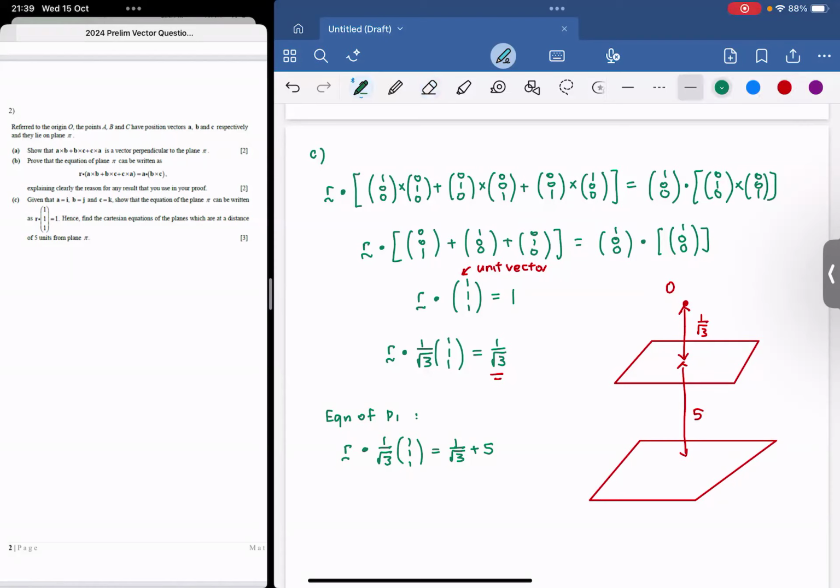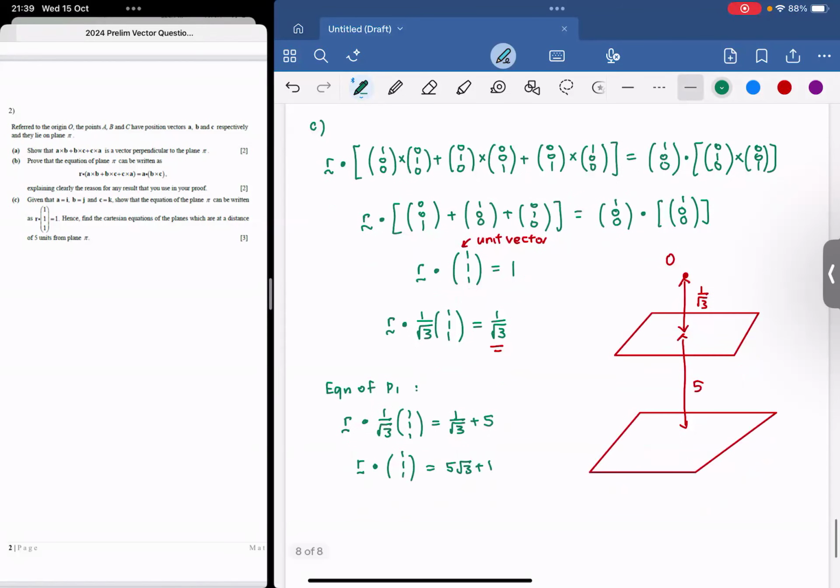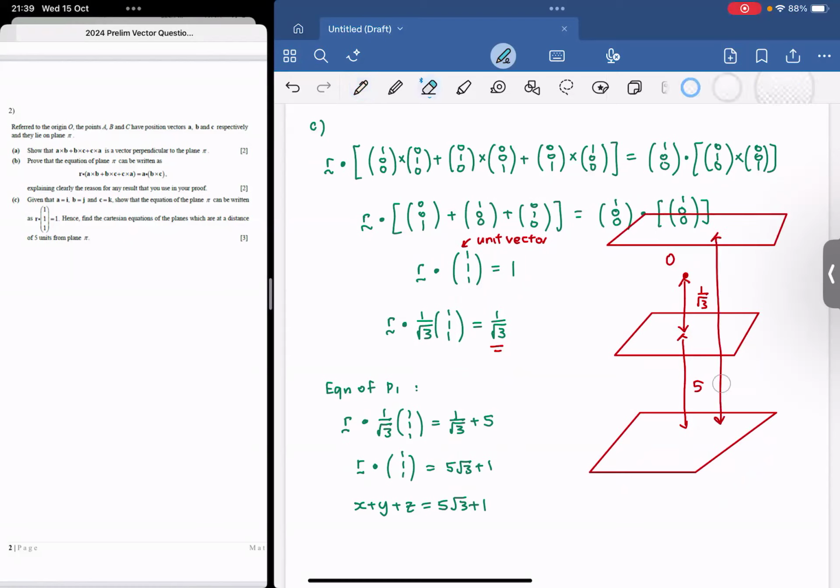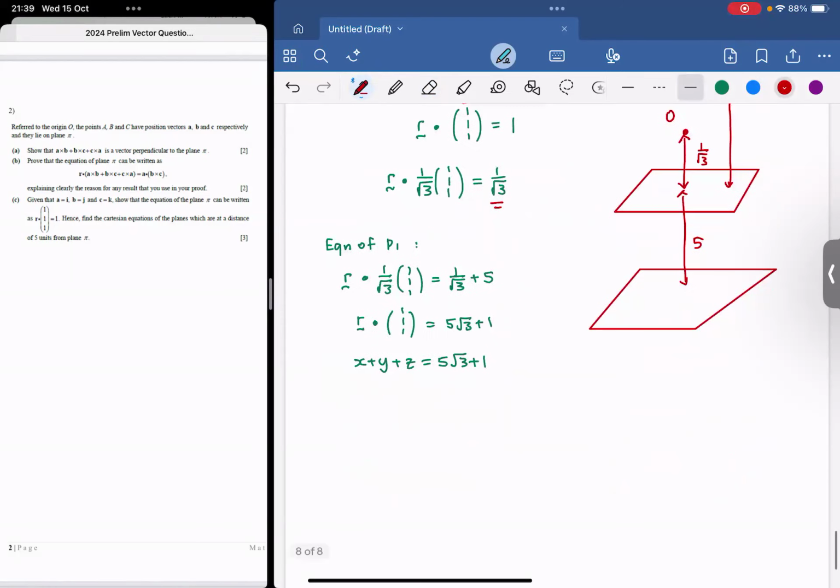So we change this equation first. I multiply by square root 3 throughout to make it nice. Then this will be 5 square root 3 plus 1. Okay, then your Cartesian equation for this will be x plus y plus z equals 5 square root 3 plus 1. Okay, then what is the other equation? Other than being 5 units from here, it can also be 5 units from the other side. So how to get that one? Instead of addition, we subtract.